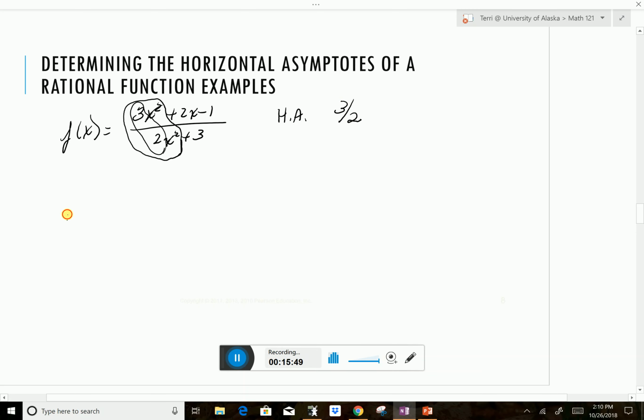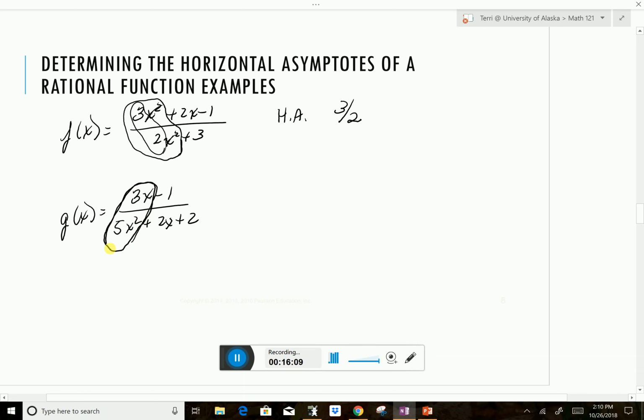Now let's look at this one. Say g of x is 3x minus 1 over 5x squared plus 2x plus 2. Okay, let's look at the dominating terms. The dominating term on the top is x. The dominating term on the bottom is x squared.